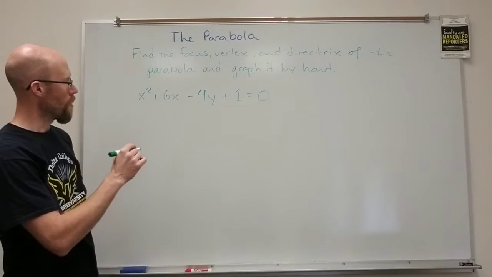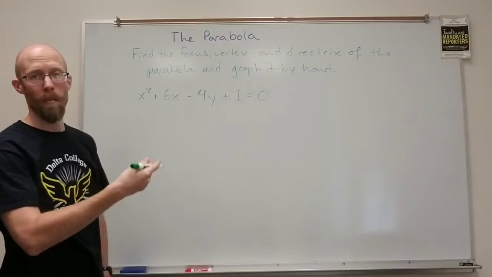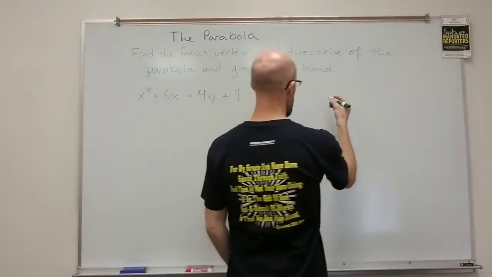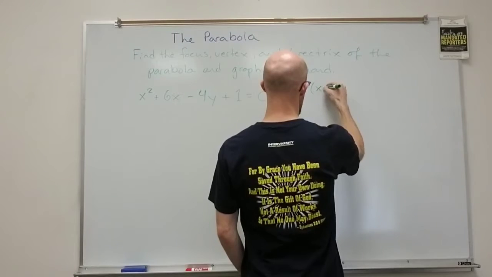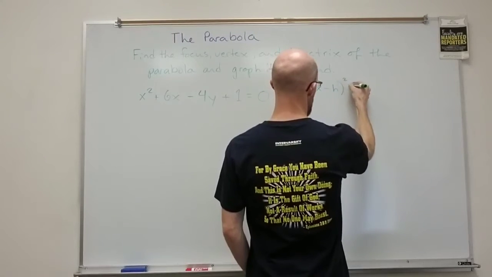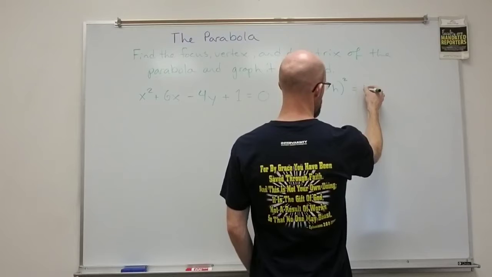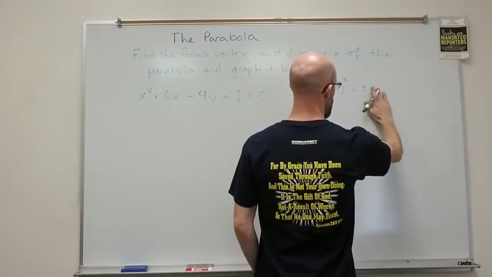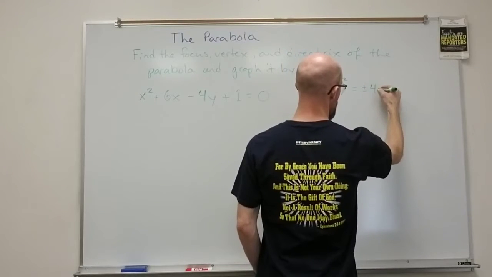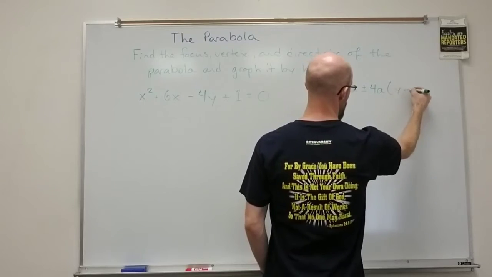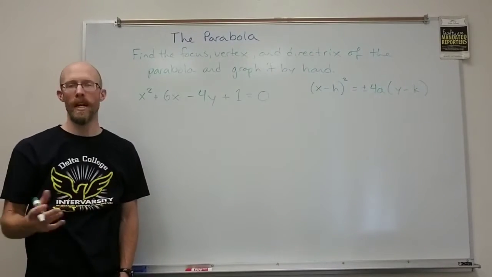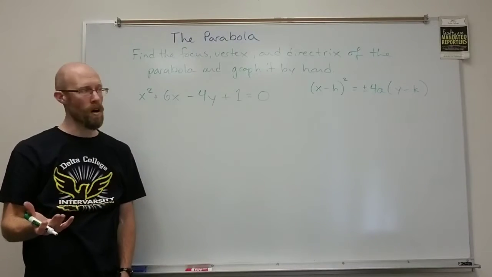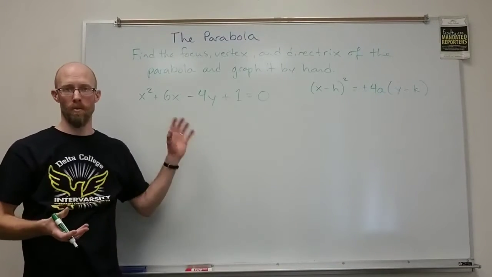But because it's opening either up or down, the form of the equation that I need to put this in is going to be (x minus h) squared equals plus or minus 4a times (y minus k). I would like to get it in that form. Now the h, the k, those might be 0. We don't know yet. We'll work on that.